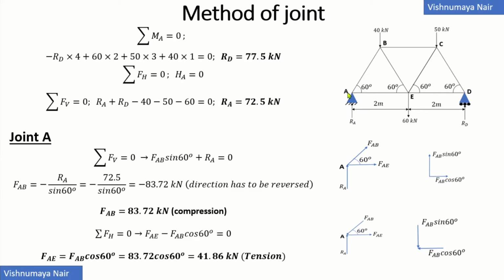Now we have two joints, joint A and joint D, with just two unknowns. So we can start analyzing this truss from joint A or joint D. Let's start from joint A.